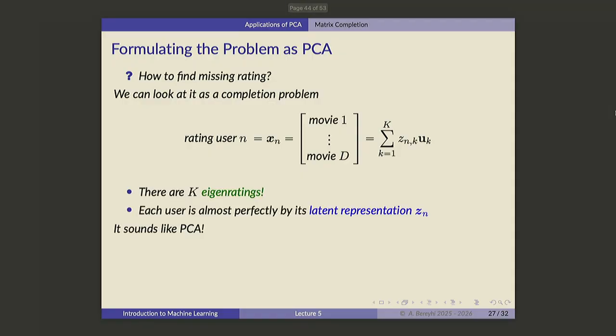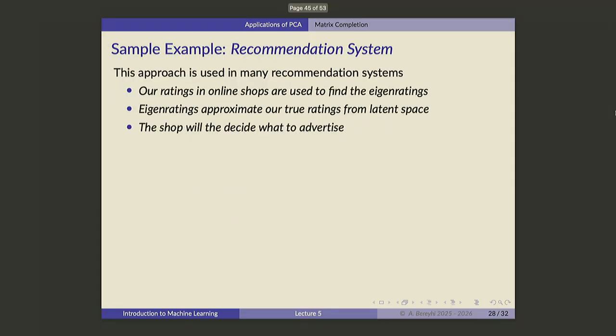That was the idea. So you have k eigen ratings, for example, and then every person can be represented in lower dimension, as a latent representation. And this is pretty much PCA. You can go ahead and solve this problem the same way with PCA. So you collect as many ratings as possible, and then using that, you're just going to find the recommendation.